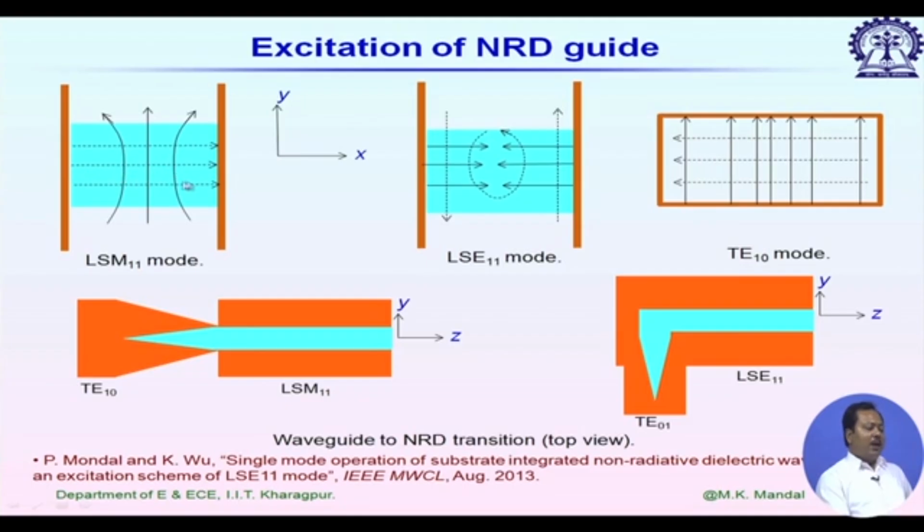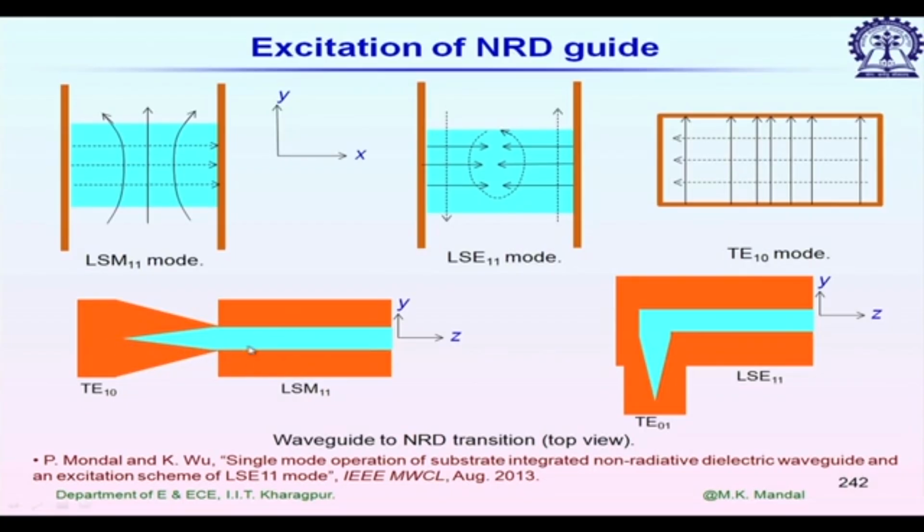Now, if I want to excite this LSM11 mode by using a rectangular waveguide, the right hand side shows the TE10 field configuration of rectangular waveguide. We have the electric field perpendicular to the broadside. So, simply we can place a rectangular waveguide on top of this, so that the electric fields are in the same direction. So, then it shows the top view actually.